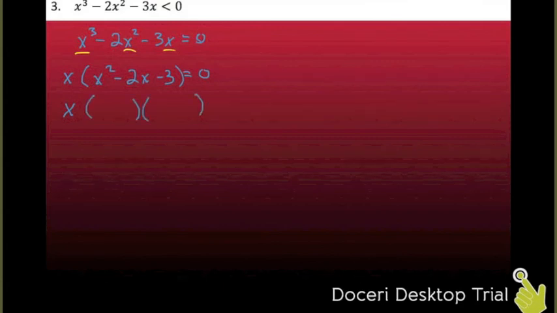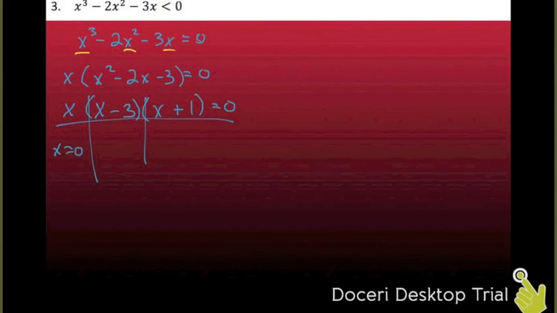We can do a little bit of factoring so that x on the outside comes down. Factors of 3 that can get us to 2 have to be 3 and 1. We want a -3 and a +1. And then we are going to t-bar. So you will end up with x equals 0 for the first one, x minus 3 equals 0, and x plus 1 equals 0. So those other two solved out would give you x equals 3 and x equals -1.